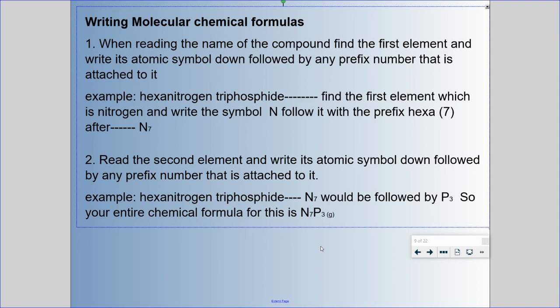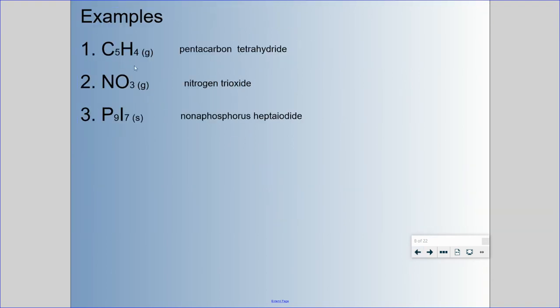So let's start with, and it's on the next page. What we're going to do is chemical formulas. When you read the name of a chemical compound, you have to go kind of backwards. The first time it was like C5, for example. I said C5, put the prefix first. When we read pentacarbon, we want to find the element first.